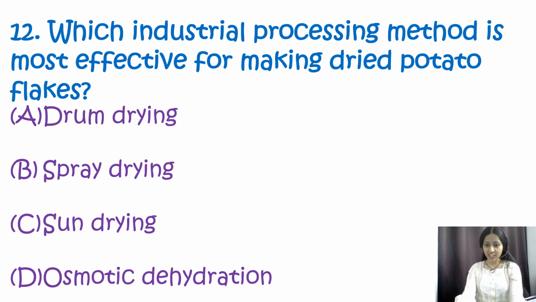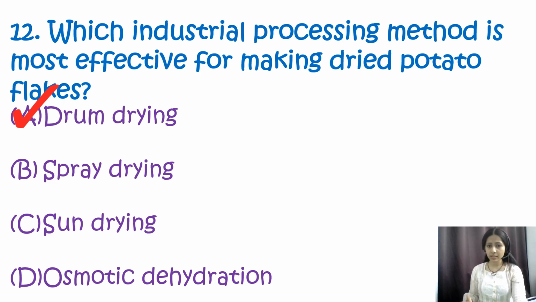Next, question number 12. Which industrial processing method is most effective for making dried potato flakes? Options are drum drying, spray drying, sun drying, and osmotic drying. Dehydration. So over here correct option is A, that is drum drying method. So the industrial method which is most effective for making dried potato flakes is the drum drying method.